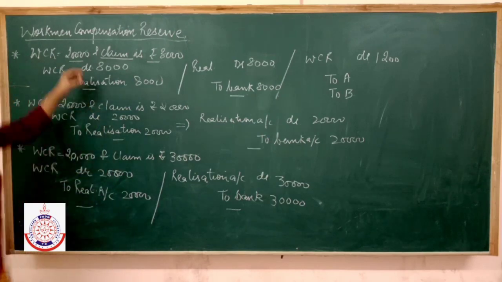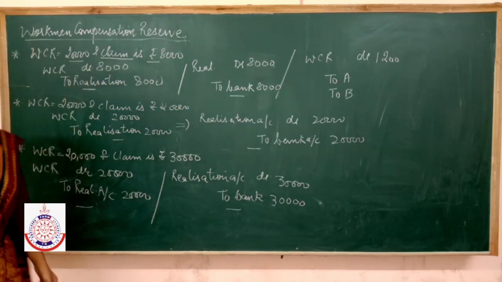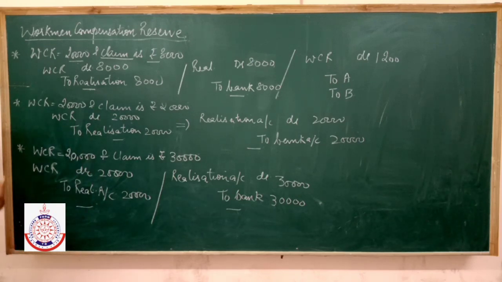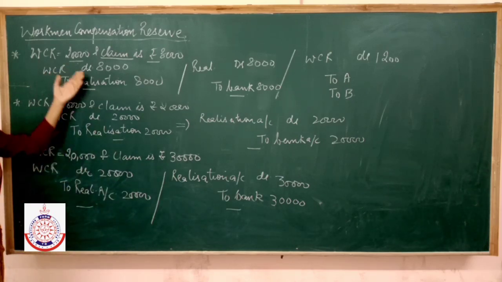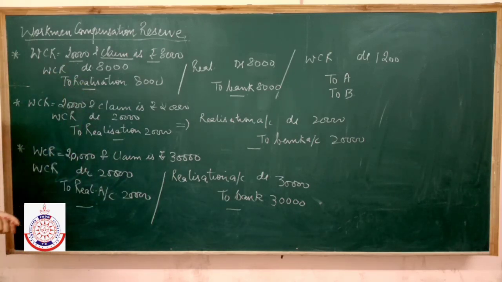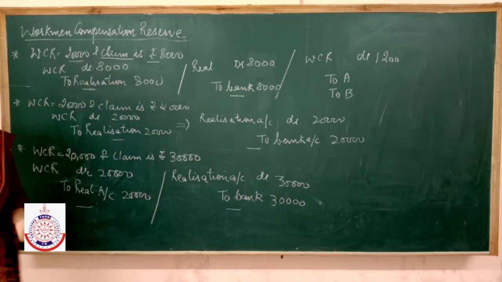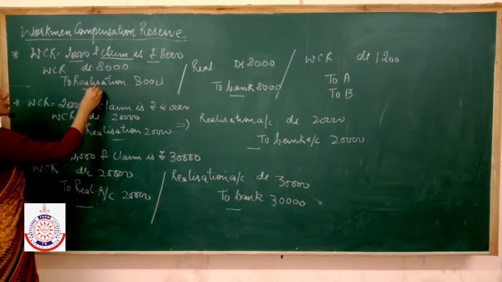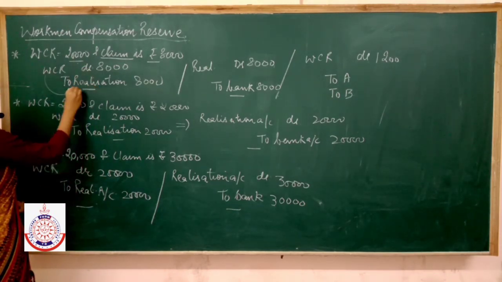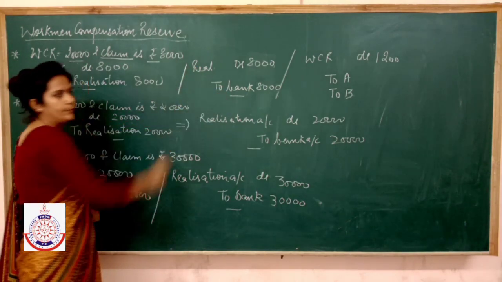Please don't pass the entry Workmen Compensation Reserve to bank account. Fine. Why can't we do this? Because we are going to dissolve the firm now and all the expenses should be met through a nominal account only. And Workmen Compensation Reserve is not a nominal account. It's a part of profit, you may say. So we can't pass this entry like that. So it's always better to pass two different entries. Workmen Compensation to realization. First of all, transfer it here and then pass the entry realization to bank.